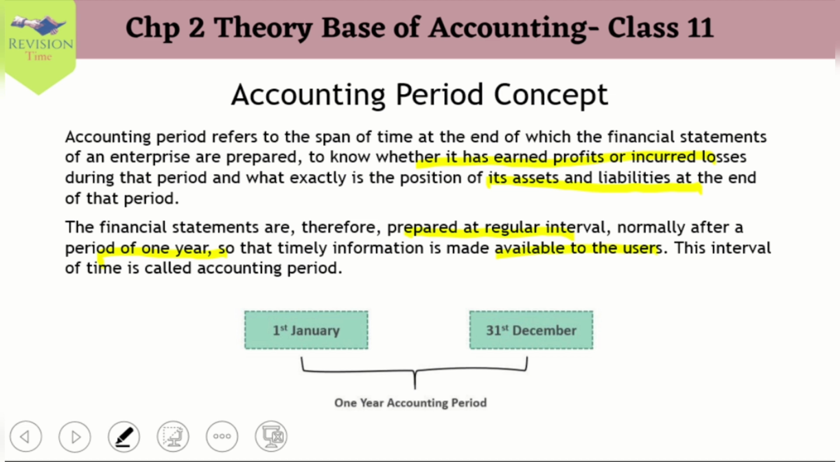So this accounting period concept helps in presenting information to all the users timely, and it helps in comparing performance from year to year. It's useful for various investors and various other users to understand the financial trends of the business. Here we see that from 1st January to 31st December, this 12-month period is the accounting period.